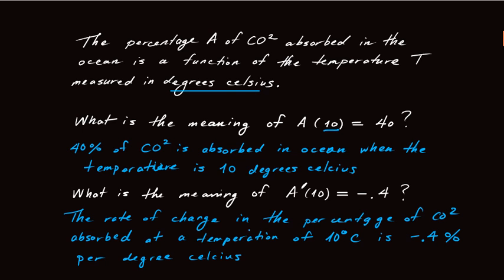Okay, in layman's terms, what this is saying is that there's a decrease of 0.4% when the temperature is 10 degrees. That is, if we were to go 1 extra degree, for example, to 11 degrees, then we would expect the rate of change to tell us that we're going down from 40% to 40 minus 0.4%. So we would end up at 39.6% absorption rate.